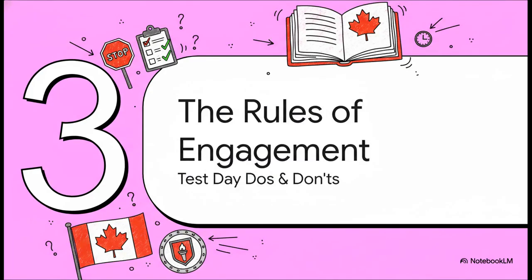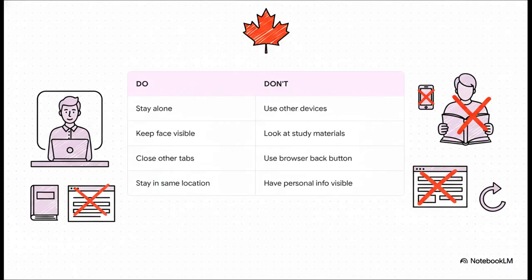Now let's go over the really critical rules for the test itself. Following these is absolutely essential to make sure your test result counts. Let's run through the do's and don'ts real quick. You absolutely must stay alone, with your face visible to the webcam the whole time. That means no phones, no looking at study notes, and no other open tabs on your browser. The system actually takes random pictures to make sure it's you and that you're following the rules. Oh, and a little pro tip. Don't use your browser's back button. It can mess things up with the test portal.